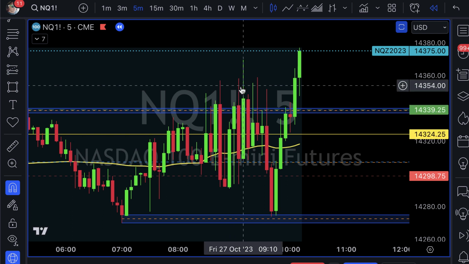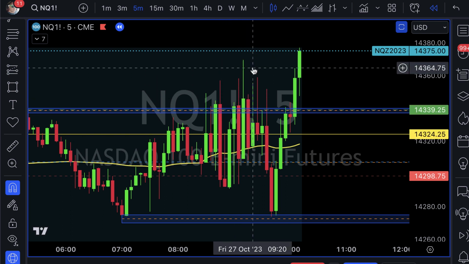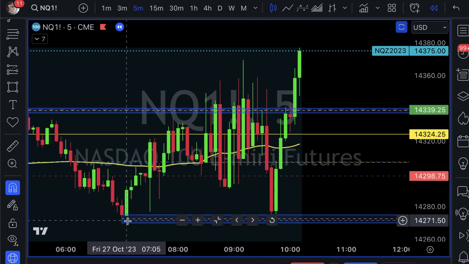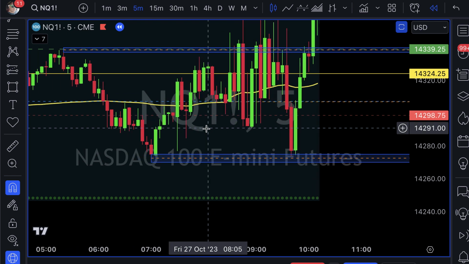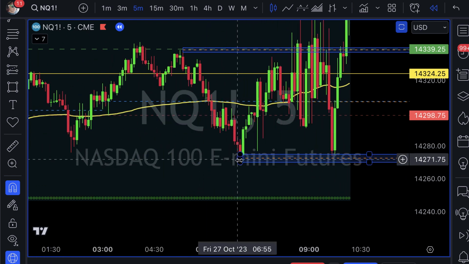So all this chop you just ignore. Don't even worry about it. If you want to, you could try to trade it. Or you just wait until it gets it all worked out of its system, came down, and because of our rules, the overnight low needs to be tested. The overnight low at 705 didn't get tested.